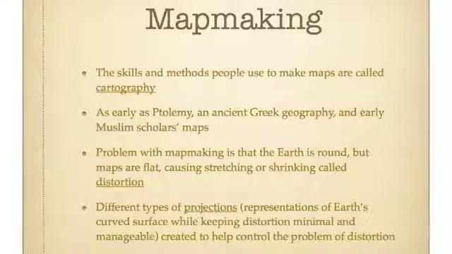there's a fundamental problem because Earth is round. Brilliant, right? The Earth is round, but the problem is maps are flat. So what inevitably happens is parts of the Earth are going to stretch or shrink. That's called distortion. So a solution to that is that cartographers create different kinds of map projections, which are representations of Earth's curved surface, while they try to keep distortion minimal and manageable. And this tries to help control the problem of distortion.